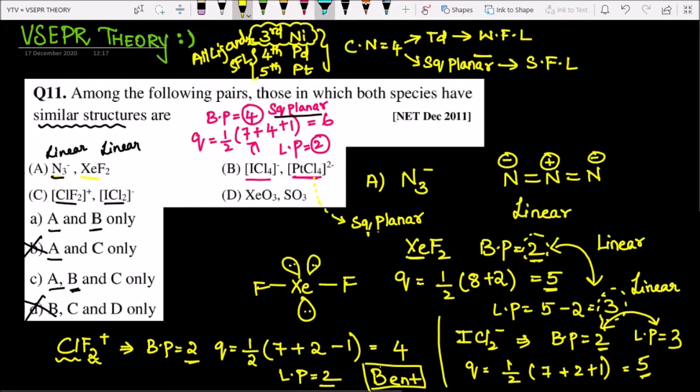So in the third option, they don't have the same shape. ClF2 plus is going to be bent in shape. ICl2 minus is basically linear in shape. So which of these is satisfying? Only options A and B. So the correct answer is option A. Let's move to the next question.